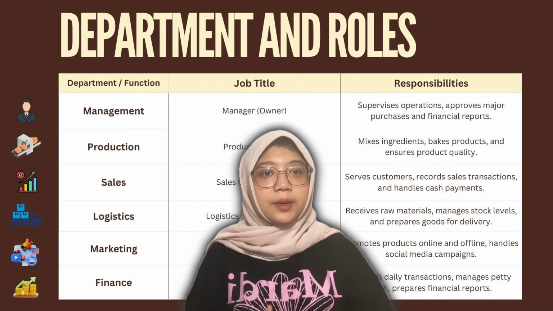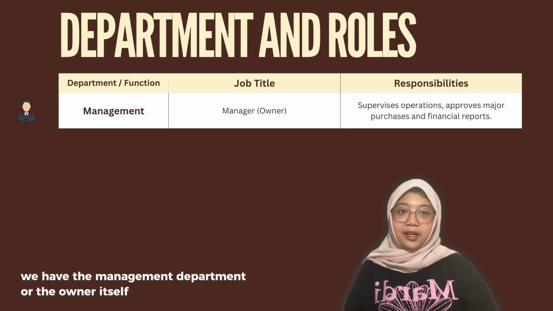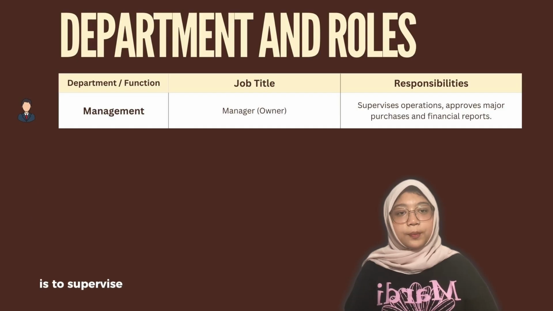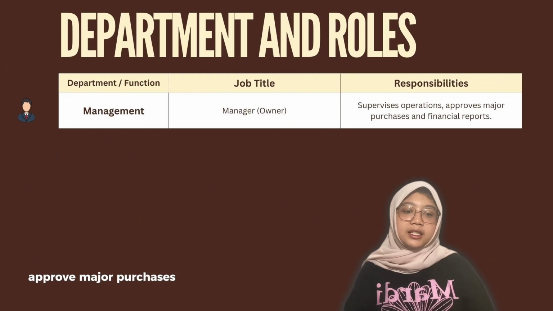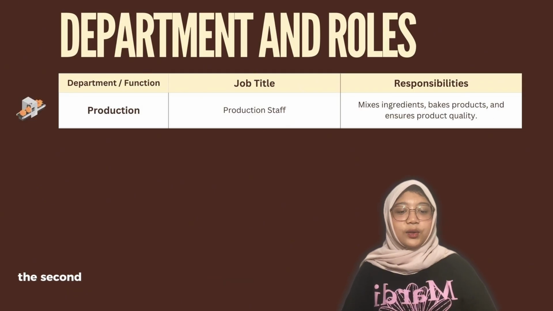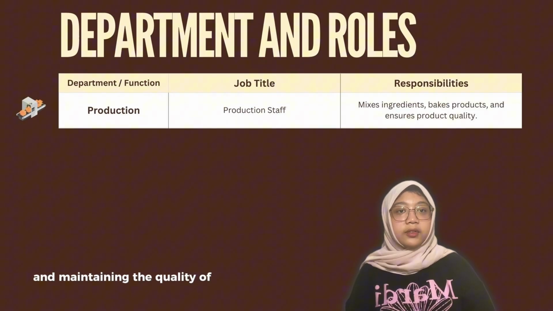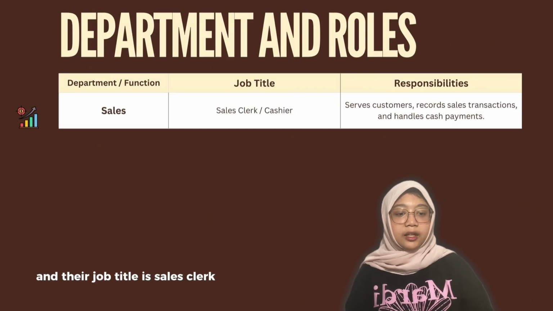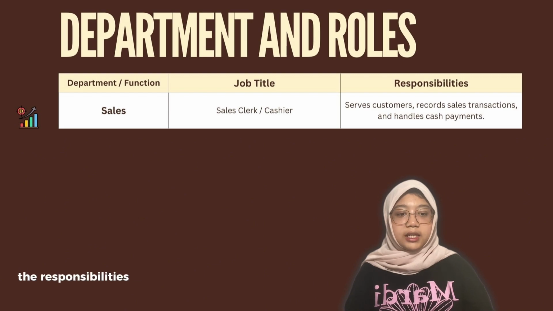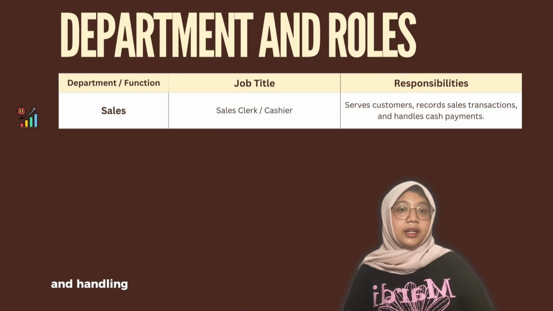Next, we will talk about the departments and the roles. First, we have the management department, or the owner itself. Their main responsibility is to supervise overall operations, make important business decisions, approve major purchases, and check financial reports. The second one, we have the production department. They are responsible for mixing ingredients, baking products, and maintaining the quality of the product. The third one, we have the sales department, and their job title is sales clerk or cashier. Their responsibilities include serving customers, recording sales transactions, and handling cash payments.